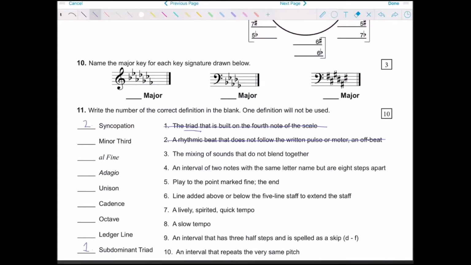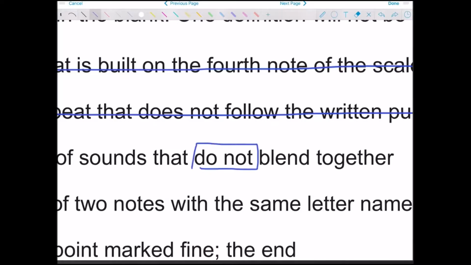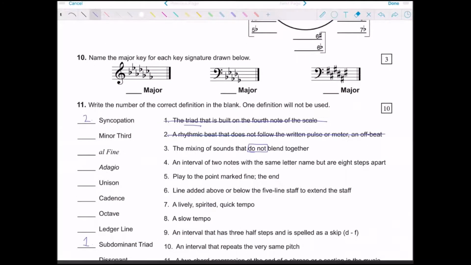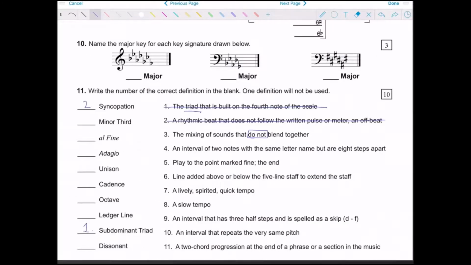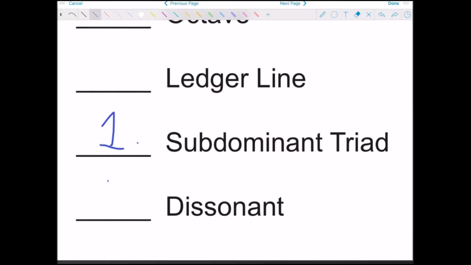Alright, number 3, the mixing of sounds that do not blend together. Okay, we have 2 types of sounds. One sound is called consonant. That means that they do blend together. One sound is called dissonant. That means they do not blend together. Dissonant as in dissatisfied. I am not satisfied with the sound. It is not good. Dissonant. All the way down here at the bottom.